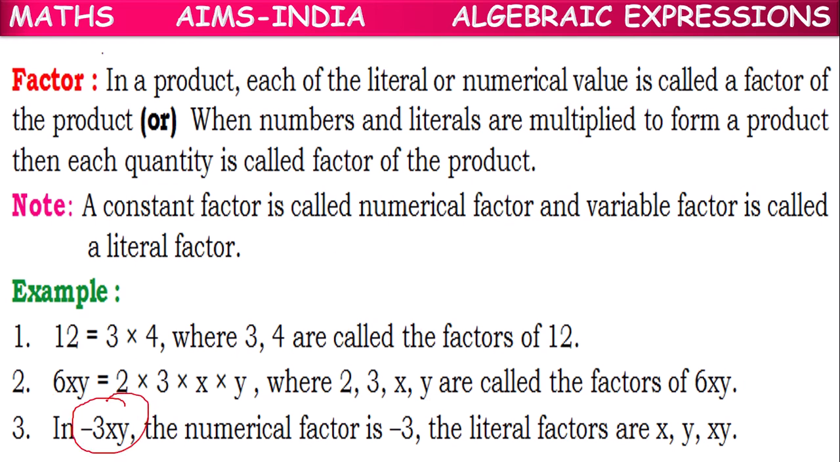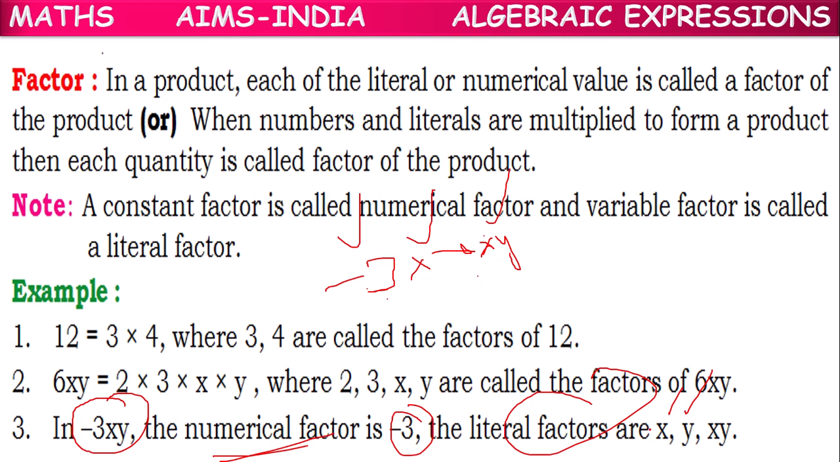In minus 3xy, it is a product made up of quantities minus 3, x and y, where minus 3 is a numerical factor, and x and y are literal factors. Or the combination xy, x into y, is also a factor of minus 3xy. So we can take individual quantities or we can take a common quantity. These are all literal factors of minus 3xy.